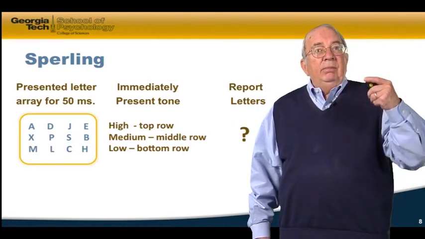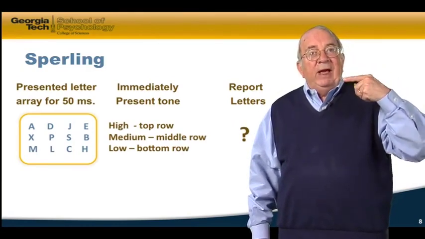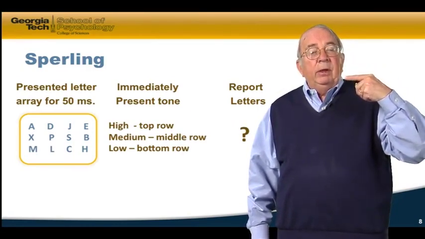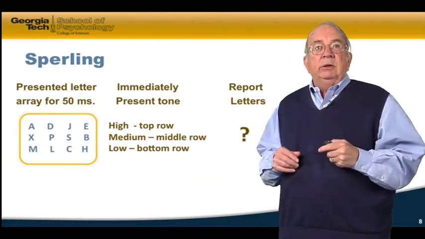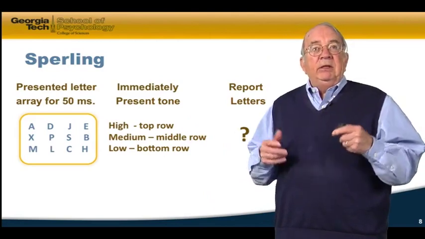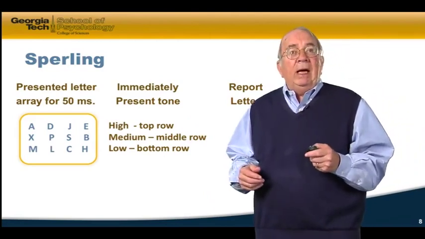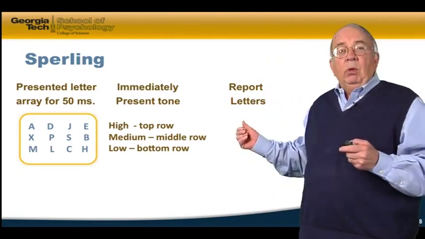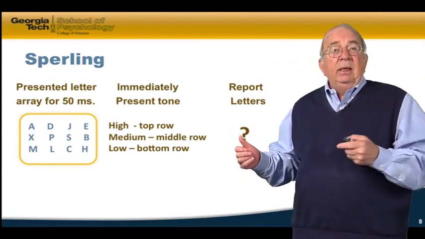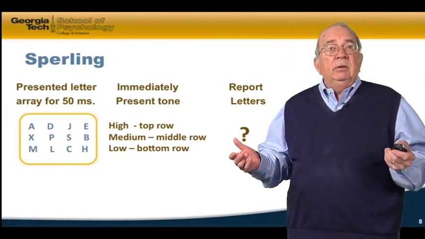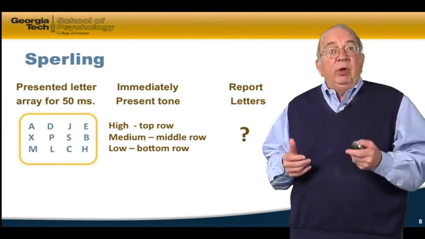So because the visual array was available for you to use when the tone appeared, I can recall many more letters than I would have if I just immediately recalled. Why? Because when you report the letters, visual persistence is decaying, and you don't have that availability to read out of sensory memory but for a very brief period of time.